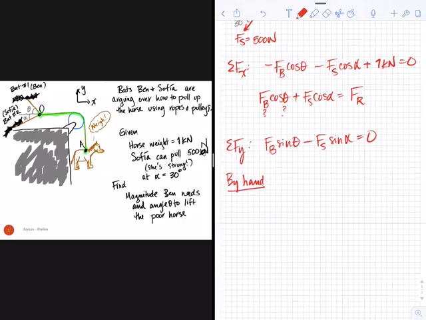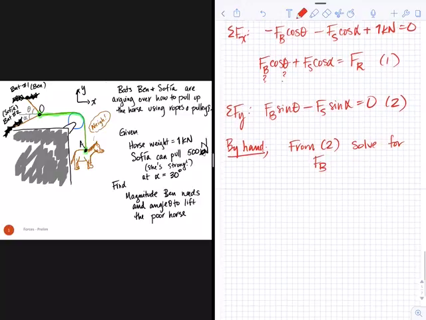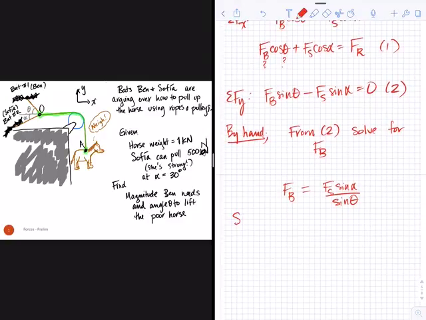If you do it by hand, I'm not going to show all the steps, but at least get you set up. So this is equation 1, equation 2. From 2, solve for FB. So FB is equal to FS sine alpha divided by sine theta. And then substitute into 1.